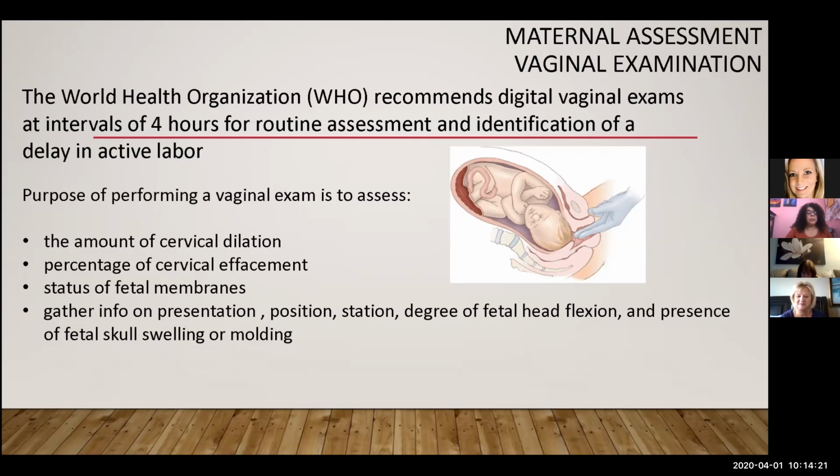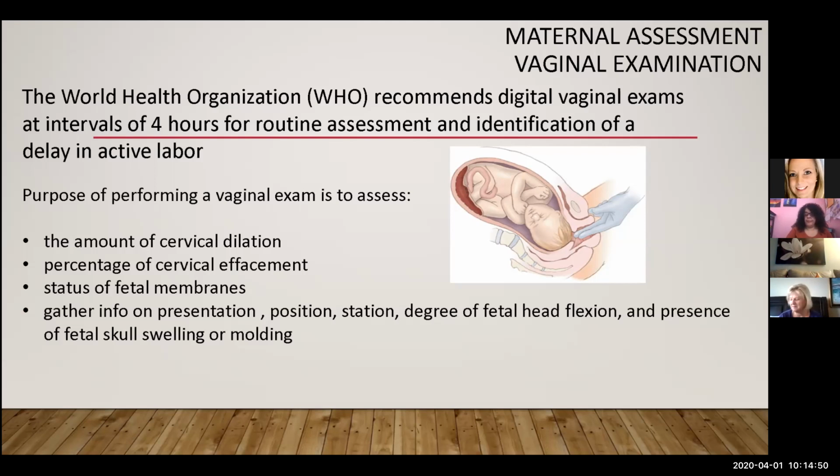The purpose of performing the exam is to assess the cervical dilation, the effacement, and the membrane status. It's also helpful to gather information on fetal presentation, the position, and the station, like we talked about, finding those ischial spines and figuring out if that baby is really high and ballotable, or if that baby is more like a +2 and is coming down nicely. Also the degree of head flexion, and the presence of fetal skull swelling or molding.